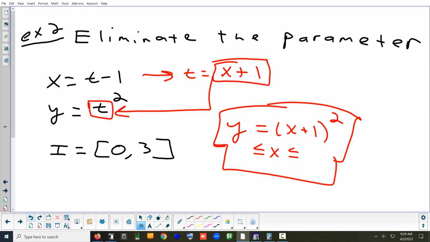Now, the limit here is not 0 to 3. That's the limit on the parameter. We need to know what happens to the x when you plug in the 0 and the 3. So let's start with 0. If we plug 0 in for t in the x equation, Casey, what do I get?